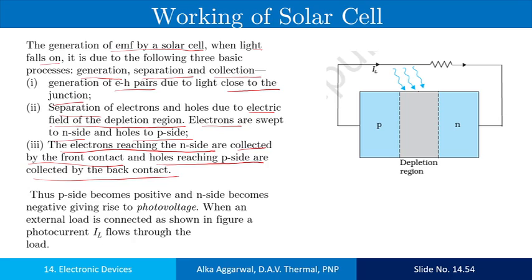Thus, the P side becomes positive and the N side becomes negative and this gives rise to the photovoltage. When an external load is connected, as shown in the figure, the photocurrent flows through it.